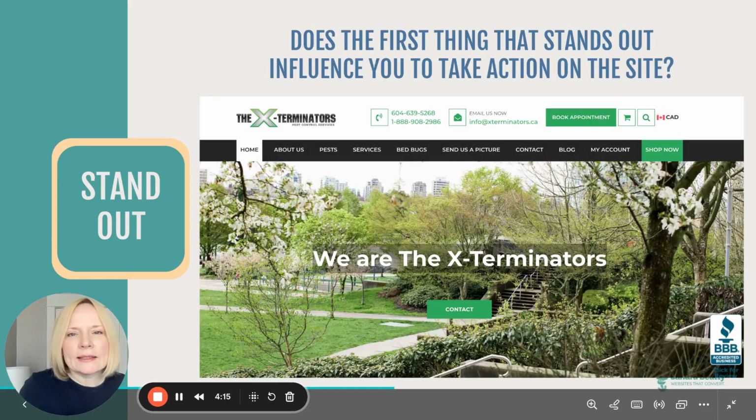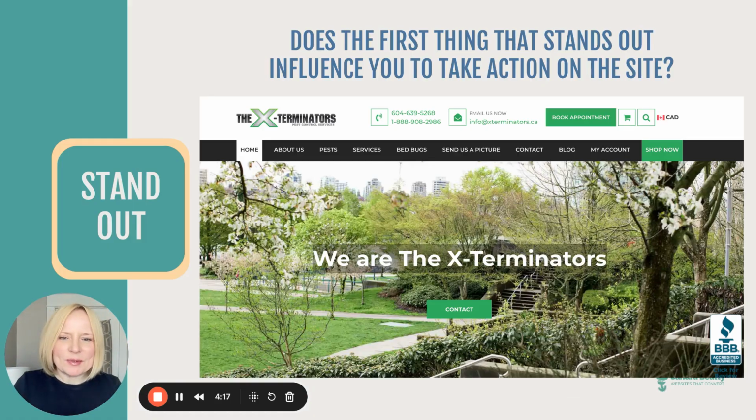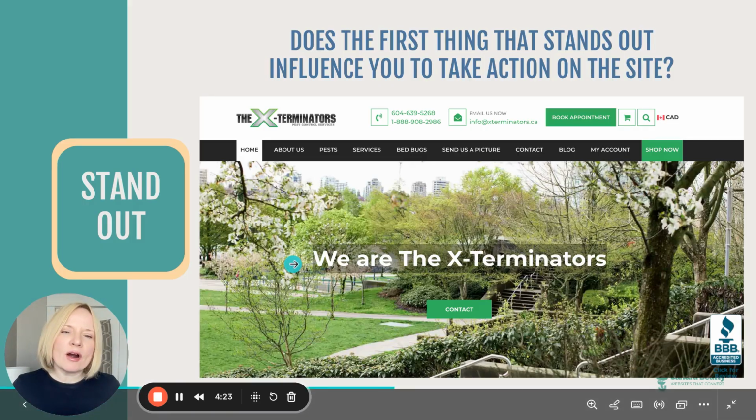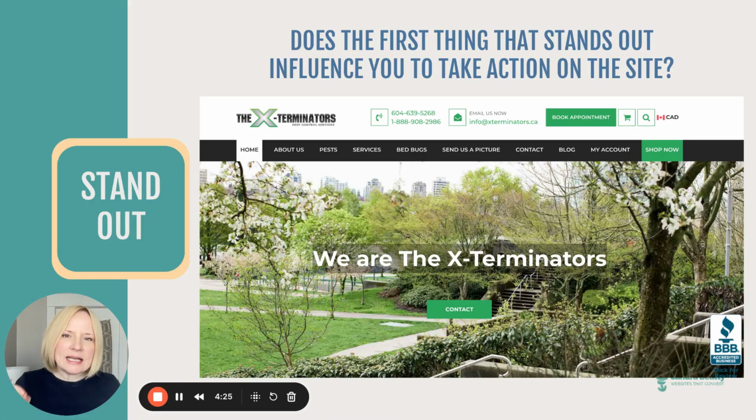Now, when you look at this homepage banner of this website, the first thing that probably stands out to you is this: we are the exterminators. Does the thing that is most predominantly standing out here actually influence you to take action? That action doesn't necessarily have to be to click a button. It could be to scroll down or navigate to another page. In other words, is it somehow generating enough interest in you to take action on the website? For me, it is not, and I think for most people it is not. That is because they've come to this website, they already know who they are. They've navigated to the site somewhere.